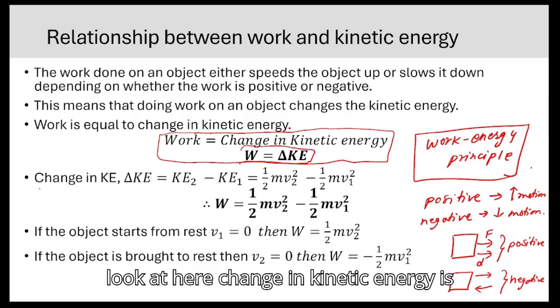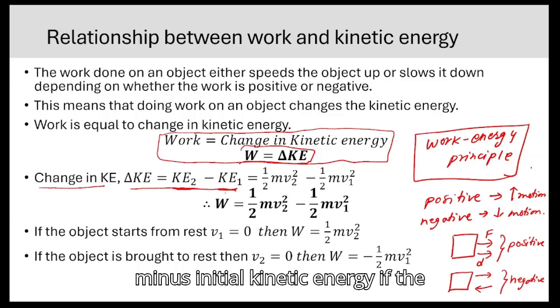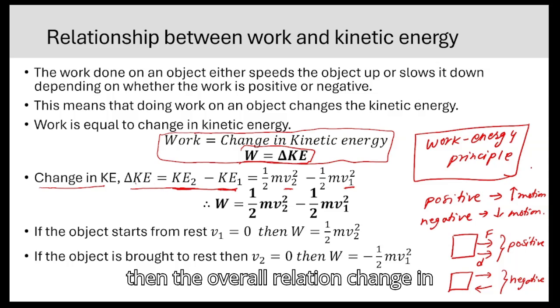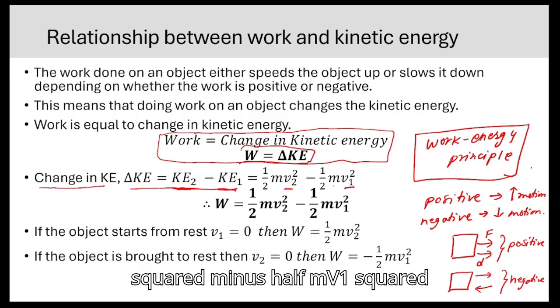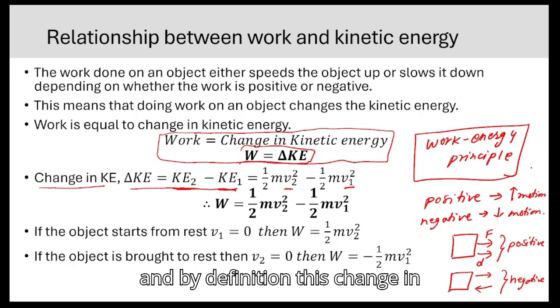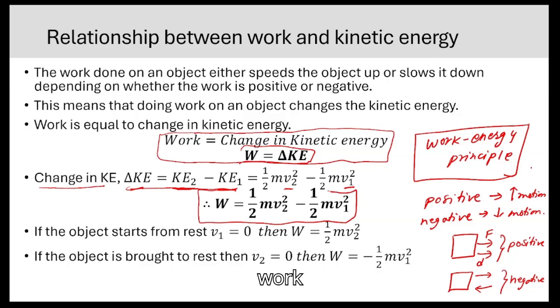Change in kinetic energy is equal to final kinetic energy minus initial kinetic energy. If the final velocity is v2, then half m v2 squared, and if the initial velocity is v1, then the overall change in kinetic energy is half m v2 squared minus half m v1 squared. And by definition, this change in kinetic energy is the work.